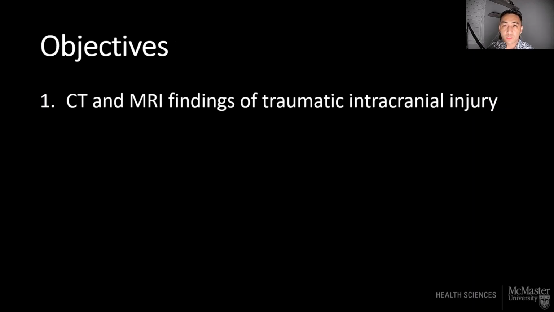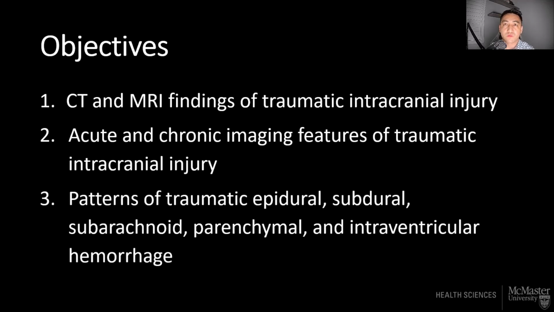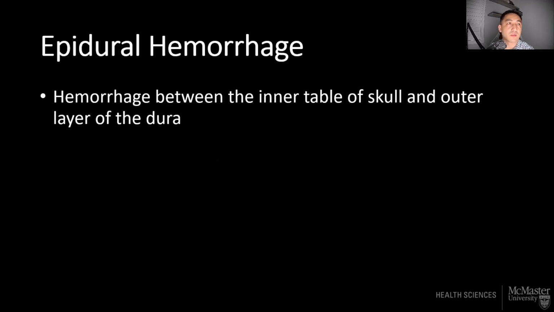The objectives of this talk are to discuss the CT and MRI acute and chronic findings of traumatic intracranial injury. I'll discuss patterns of injury in the major compartments, and in the interest of time, I have excluded penetrating injury and blast injury. I'll start with epidural hemorrhage.